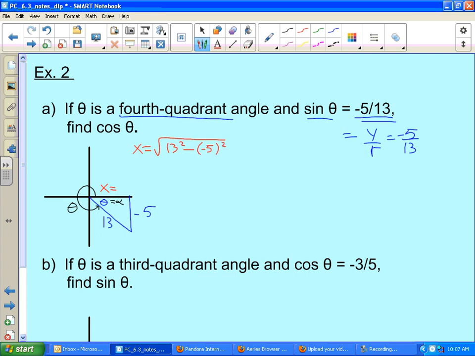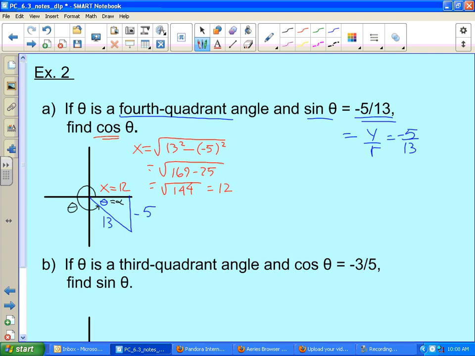And if I did that, I have the square root of 169 minus 25, or the square root of 144, which is just 12. So I know x is equal to 12. And then once I have all three sides of my triangle, I could find all of the other trig functions. But this one is just asking me to find cosine. So what's the cosine of this angle?